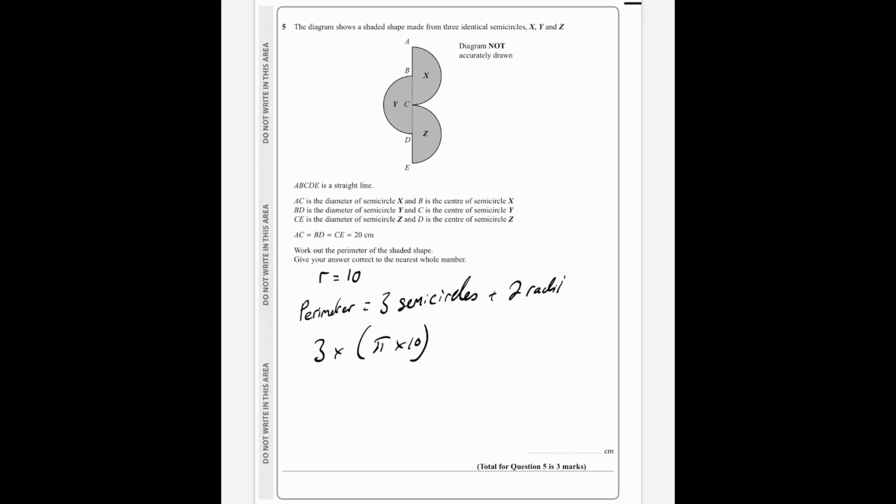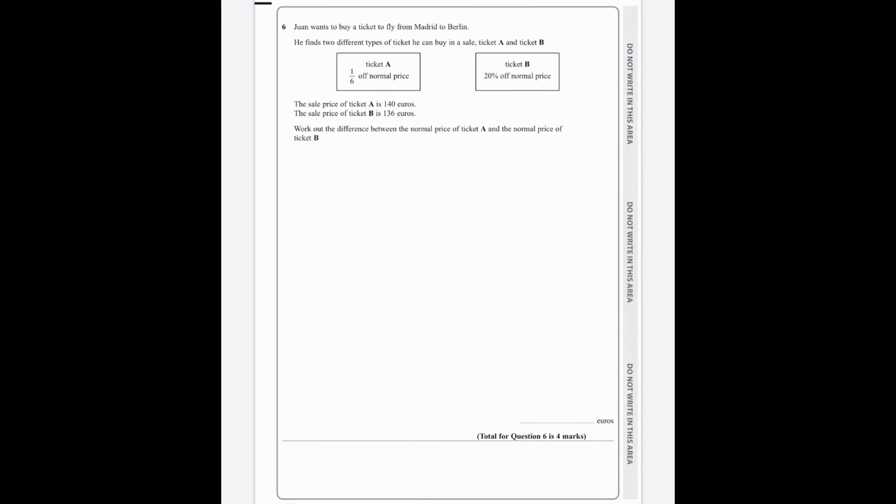Each one of the semicircles has got half of 2 pi r, or if you just prefer, pi r, and then add 2 lots of the 10 for the 2 radii. It gives us 114 when we plug that into the calculator.